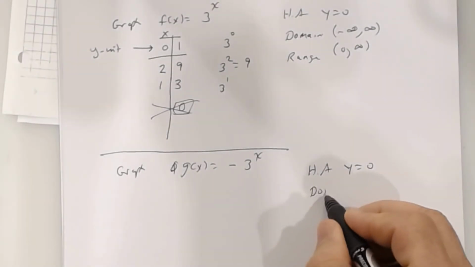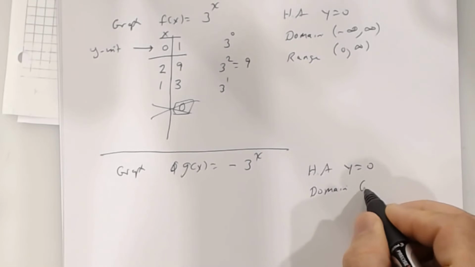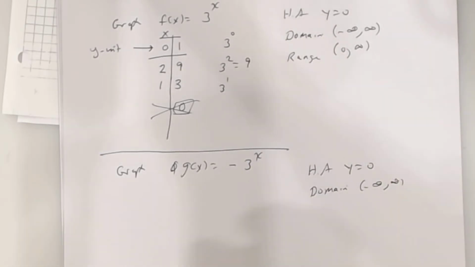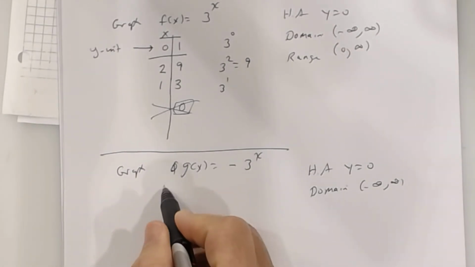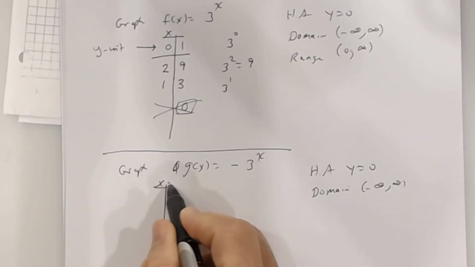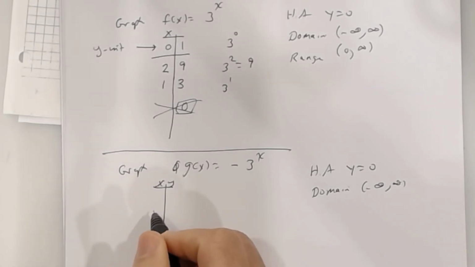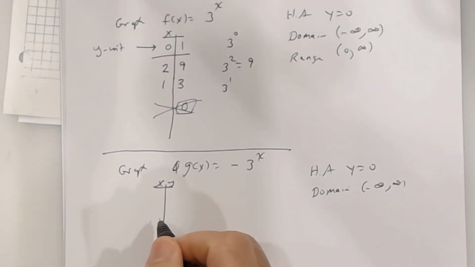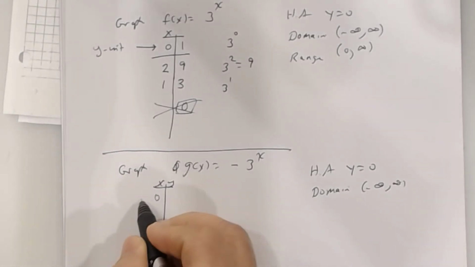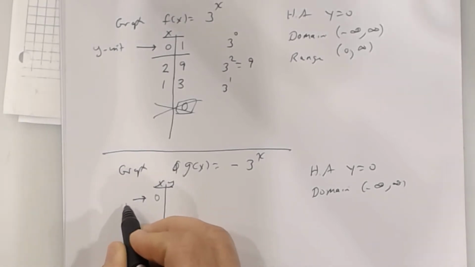What's the domain? Yeah, domain of all exponential functions the same. I can use any real number for x. But what x value do you want to use? What x value do you definitely want to use? 0, because when you let x be 0, what is it that you're finding?